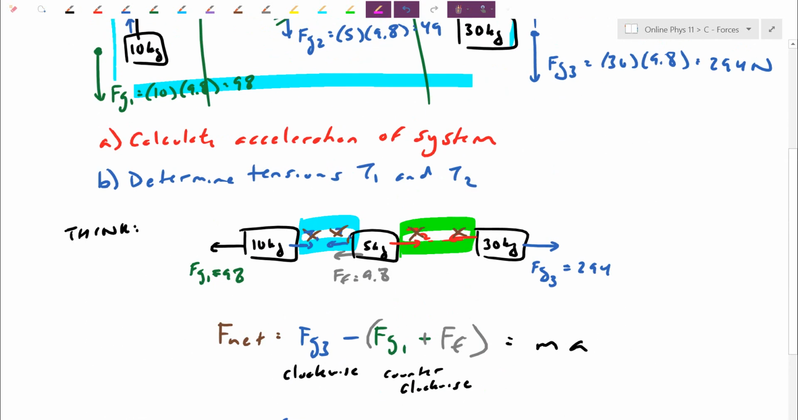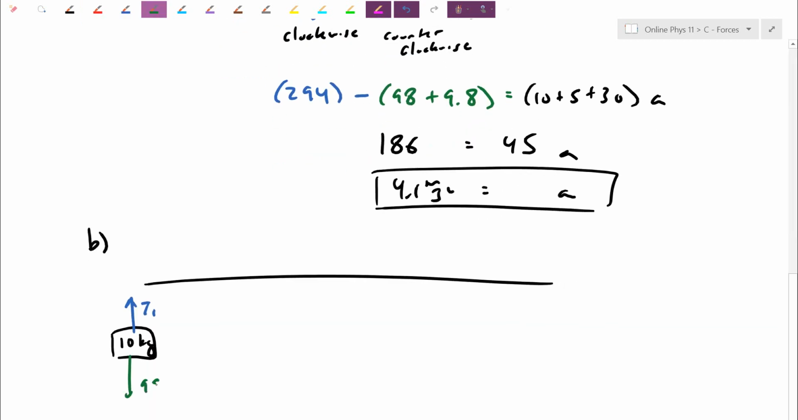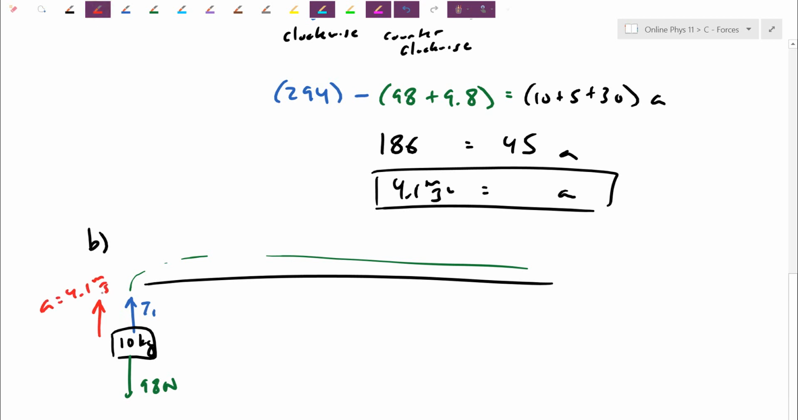Let me just double check my numbers here. I have 10 kilograms. We had a T1 that was pulling upwards. Our force of gravity was just 98 newtons going downwards. Because the T1 is on this side here, I know that the acceleration of 4.1 is actually up this way. By doing that, I can calculate what the T1 is going to be.